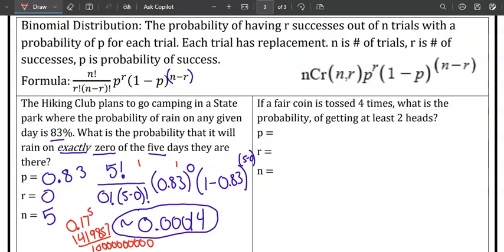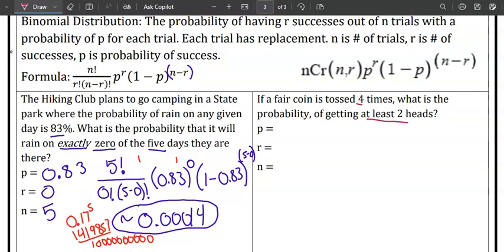Which you could also write out as a fraction. If a fair coin is tossed 4 times, what is the probability of getting at least 2 heads? For fair coins, there's a heads and there's a tails. There's a 50% chance of getting heads, so P would be 0.5. R is the number of successes. It says at least 2 heads, so we could have R as 2, 3, or 4.